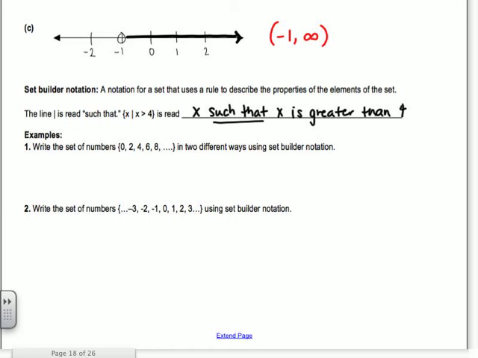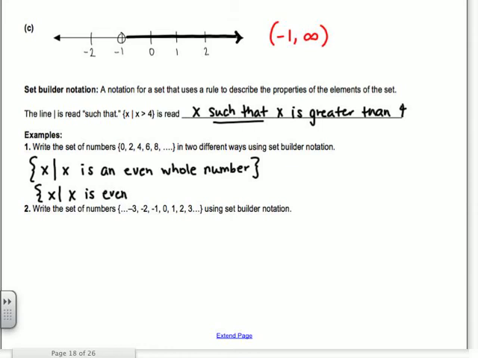So you do your brace. I know you guys love drawing the braces. x such that x is an even whole number. You could say kind of what Gabby was saying: x such that x is even, starting at 0. So it's an even number and it starts at 0.